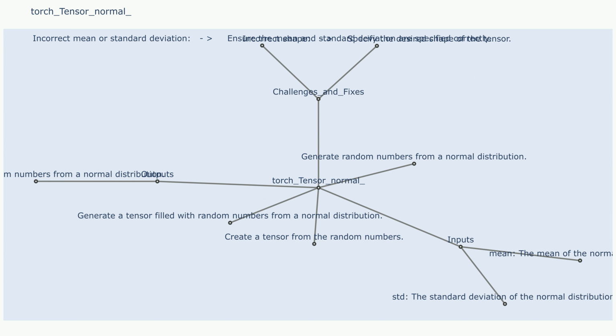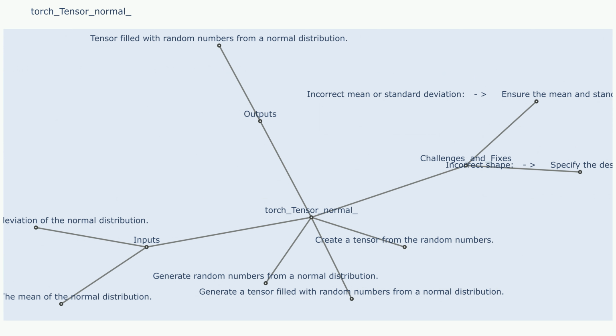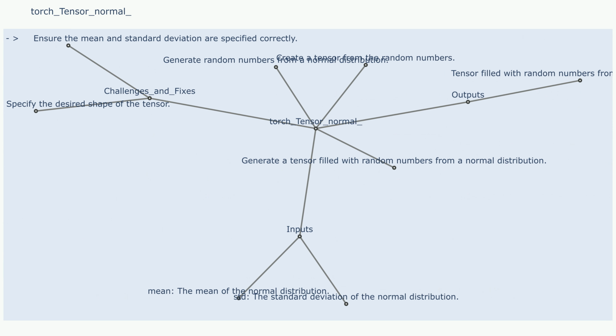Generator: optional, a torch Generator object for generating random numbers. If not specified, it uses the default generator. Outputs. Output: the input tensor filled with random numbers drawn from a normal distribution. Steps. Determine the output tensor's shape. Generate random numbers from a normal distribution with the specified mean and standard deviation. Fill the input tensor with the generated random numbers.